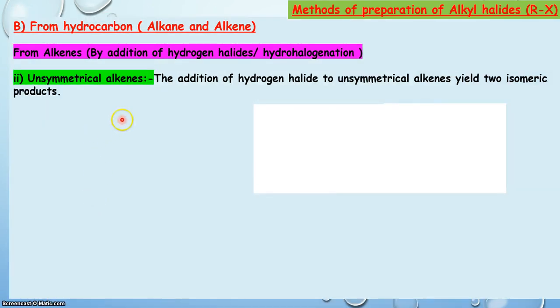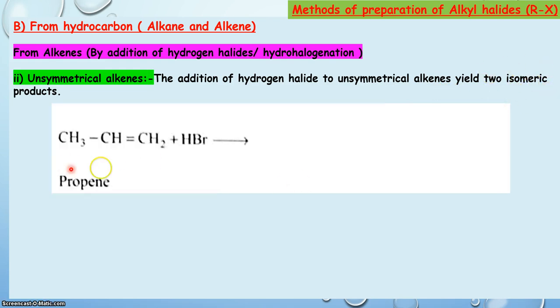Let us understand the addition of hydrogen halide to unsymmetrical alkene. During this addition of hydrogen halide to unsymmetrical alkene, two isomeric products are formed. So here is the example for it. That is, propene is an unsymmetrical alkene to which we are adding hydrogen bromide. Observe the structure properly. This is an unsymmetrical alkene.